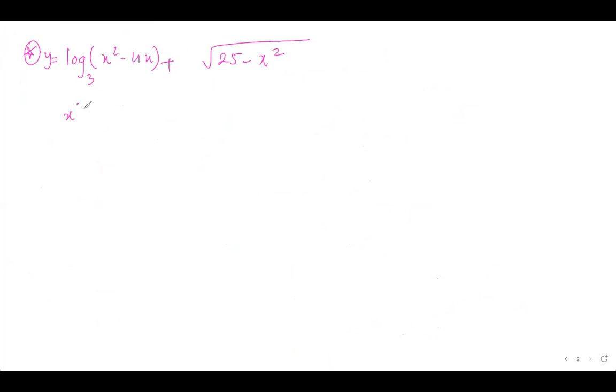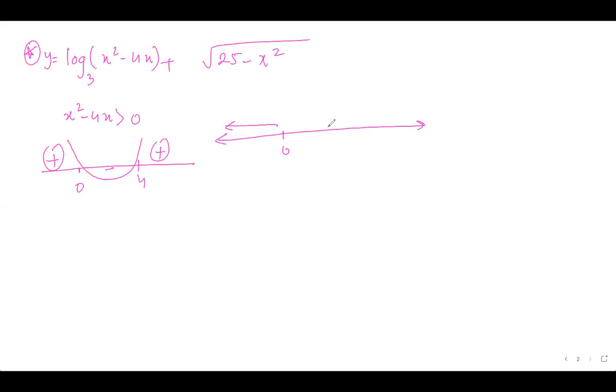In such a case, we know that x squared minus 4x must be greater than 0. If you get 0 and 4 as the roots, it will be positive on the left and positive on the right because of the happy face, and negative in between. So the domain for this, on the number line, is less than 0 and greater than 4.